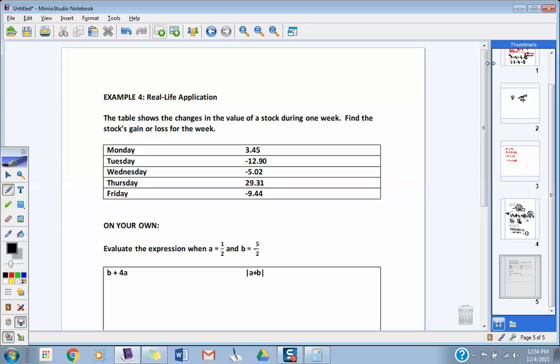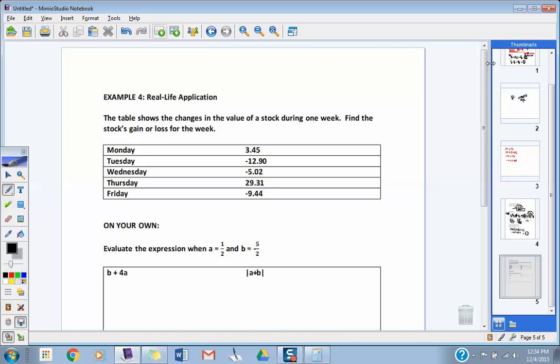$3.45. And then on Tuesday, what happened to the price of the stock? It dropped down $12.90. Okay. What happened on Wednesday? Negative 5.2. Went down again, right? What happened here on Thursday? And then finally on Friday, what happened?